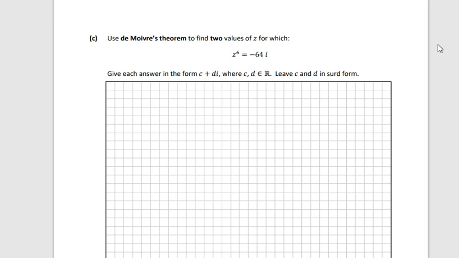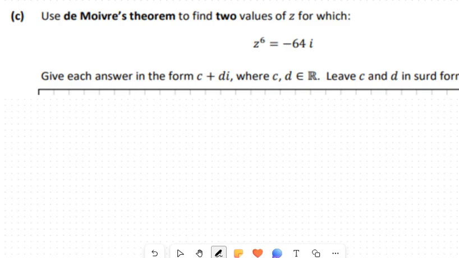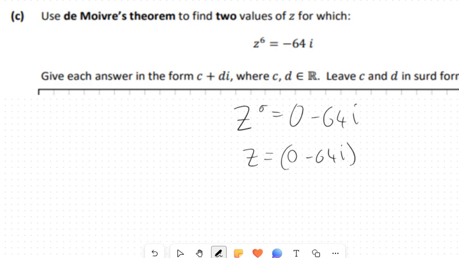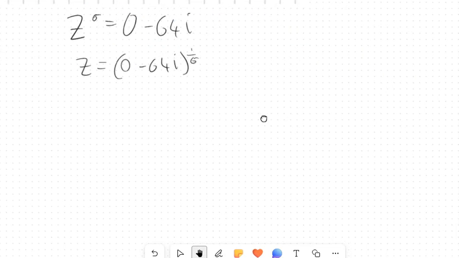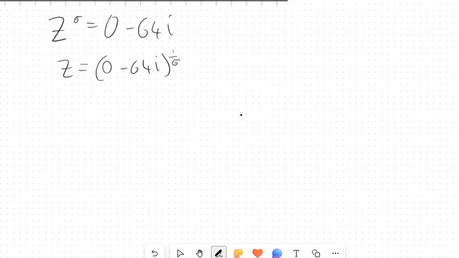And then part C. Now the last part, z to the 6 is equal to, really that's 0 minus 64i. Therefore z is equal to 0 minus 64i all to the power of 1 over 6. So the first thing I'm going to do here is find out what it is in polar form.